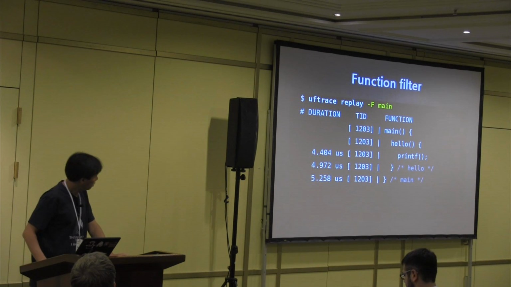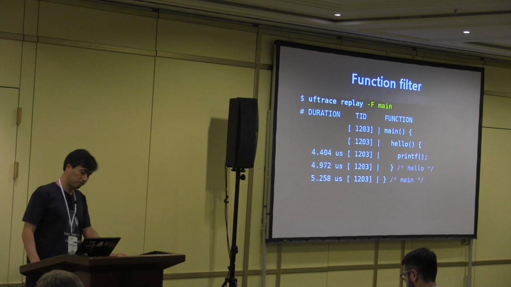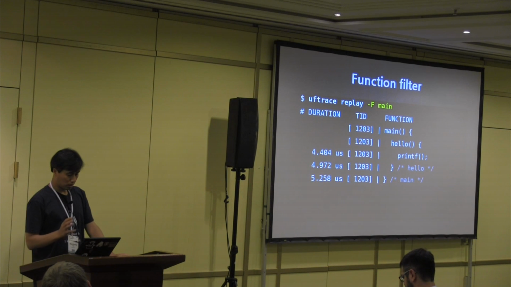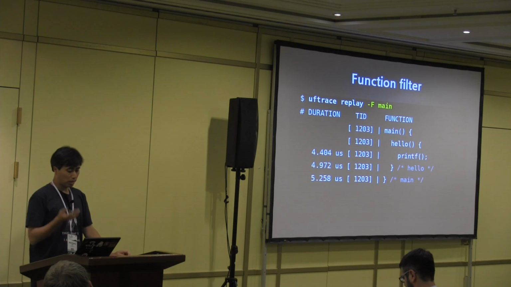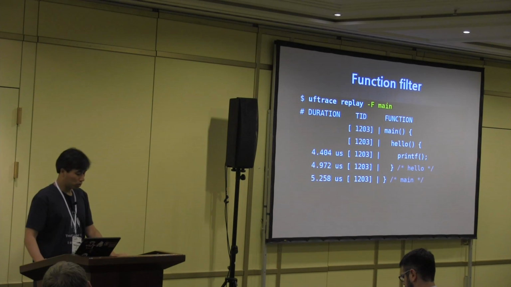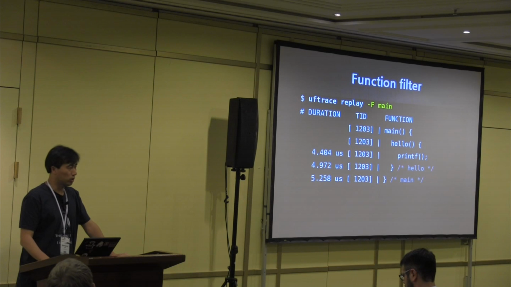And then function filter. There are two types of function filter. And the first one is opt-in filter. So using the -F option, you can specify a single function, and it will show that function and other functions called from the given function. All the other functions will be hidden in the output. Or if it's at record time, they are not recorded.